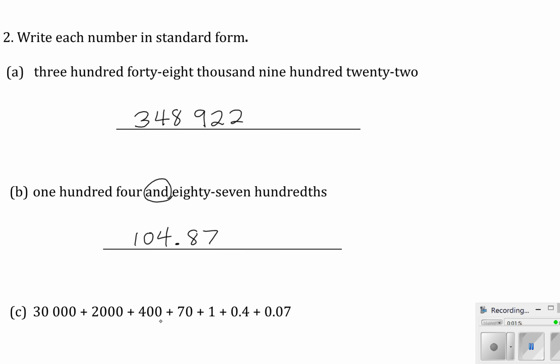Then this last one, you're just going to build the number. So we have a 3 in the 10,000s place, a 2 in the thousands place, a 4 in the hundreds, a 7 in the tens, a 1 in the ones. Then we put our decimal point. Then we have a 4 in the tenths and a 7 in the hundredths. And so that's our number there, 32,471 and 47 hundredths.